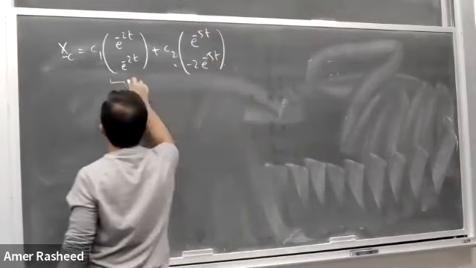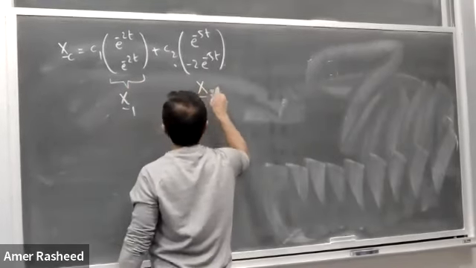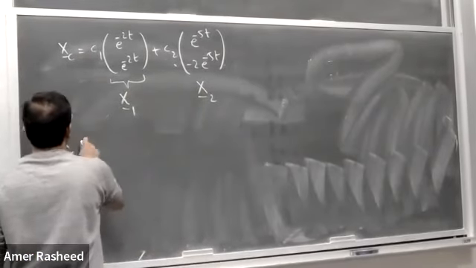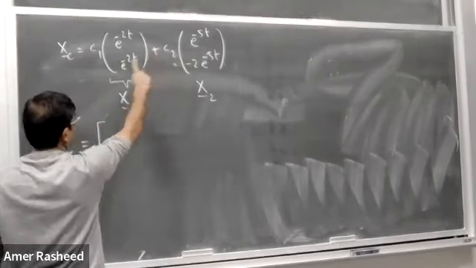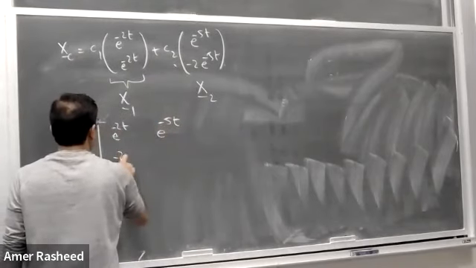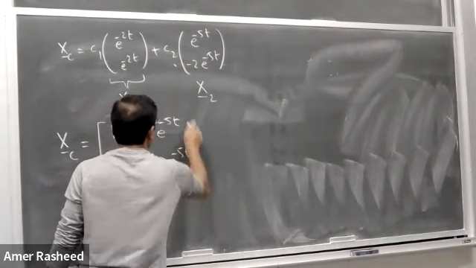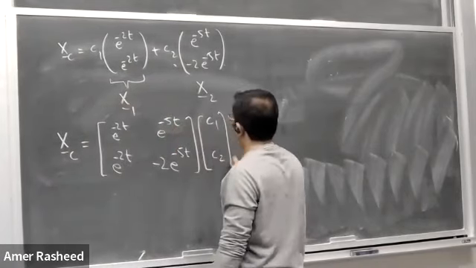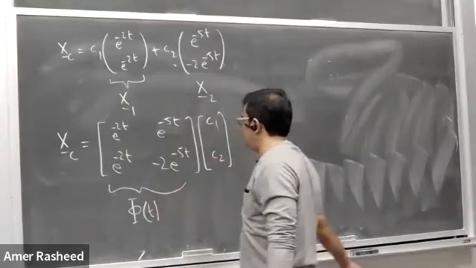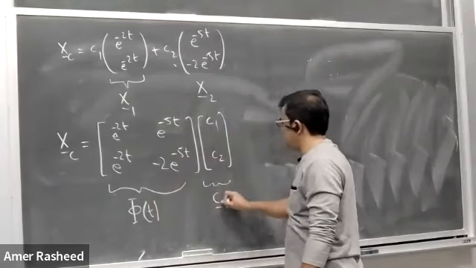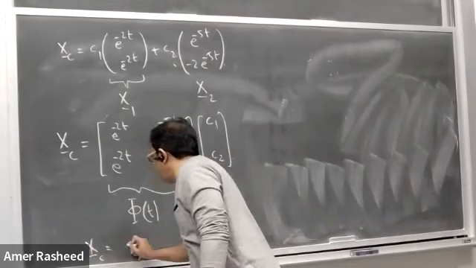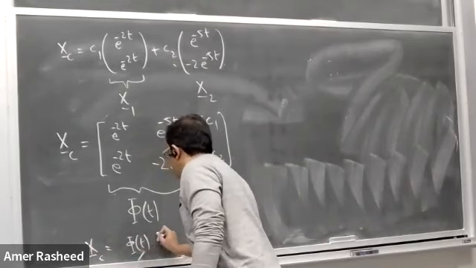So this is your x1 and this is your x2. Now this is your c1 x1 plus c2 x2. How to write phi? You write these vectors as the columns of this matrix, with e to the power minus 2t and e to the power minus 5t in the first row, and e to the power minus 2t and negative 2 e to the power minus 5t in the second row, times c1 and c2. Now this is your phi matrix, which is the fundamental matrix, and this is your C vector. So your xc is now phi of t times C.